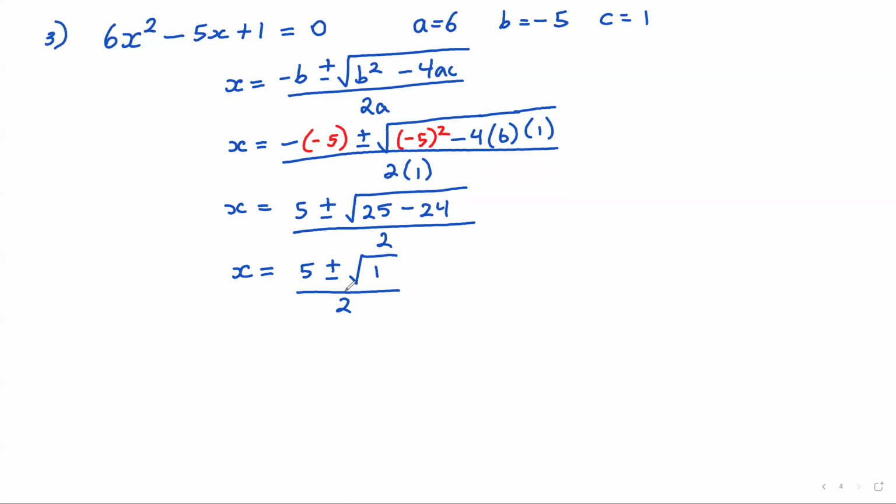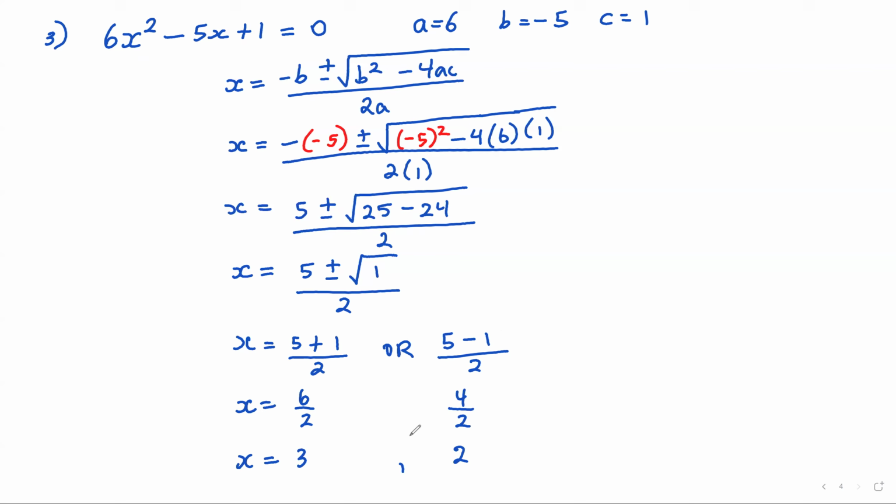So therefore, x is equal to 5 plus the square root of 1, which is 1, divided by 2, or 5 minus the square root of 1, which is 1, all over 2. So this would mean that x is 6 over 2, which is 3, right? 6 divided by 2 is 3, or 5 minus 1, that's 4 over 2, which is 2. And those are your two solutions of x, right?